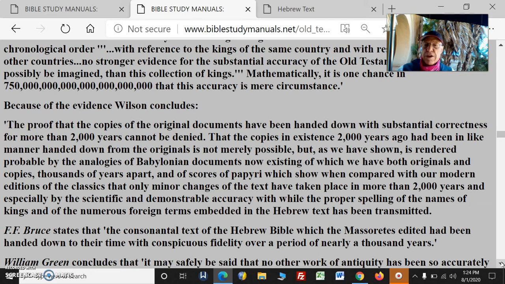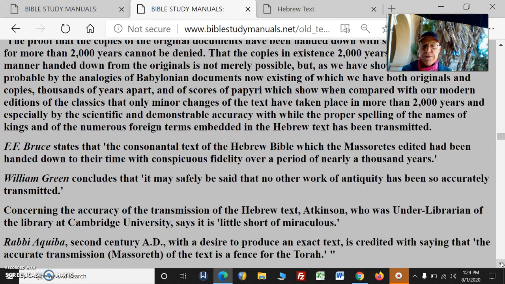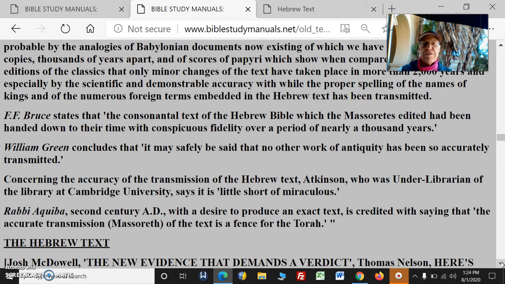So, F.F. Bruce states that the consonantal text of the Hebrew Bible, which the Masoretes edited, had been handed down to their time with conspicuous fidelity over a period of nearly 1,000 years. William Green concludes that it may safely be said that no other work of antiquity has been so accurately transmitted. Concerning the accuracy of the transmission of the Hebrew text, Atkinson, who was under librarian of the library at Cambridge University, says it is a little short of miraculous.